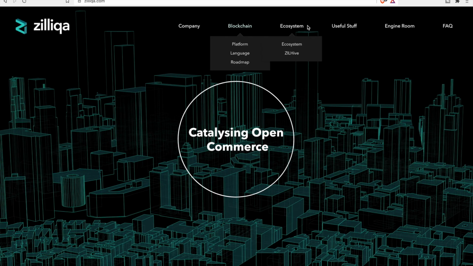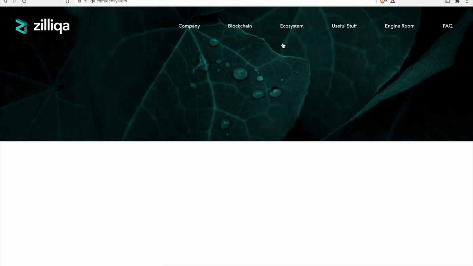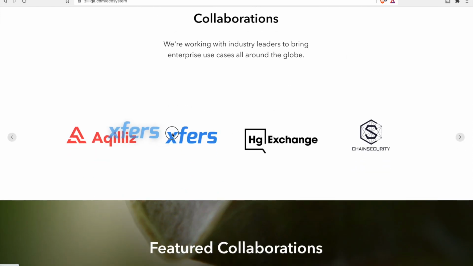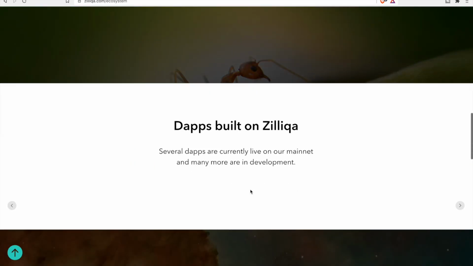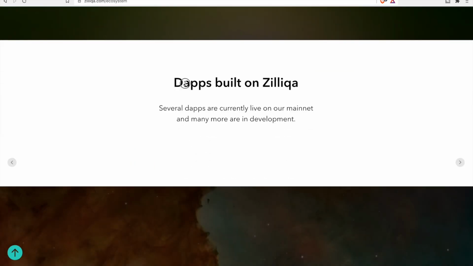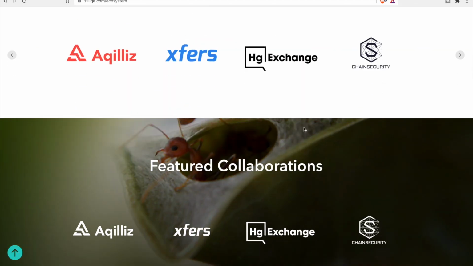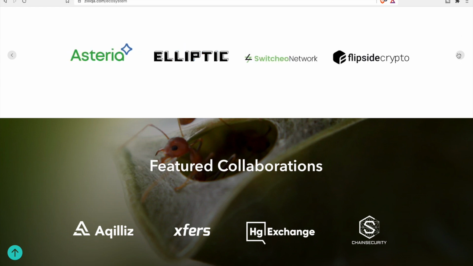So here's what's pretty interesting, their ecosystem. On the team, they have this company called Xfers, I don't know how to say it. I'm terrible with names. And DApps, just like Ethereum, so you guys can build this. But Xfers is a company in Singapore that is creating a stablecoin, and they're going to use the Zilliqa blockchain to help pay their people in the country with a stablecoin.